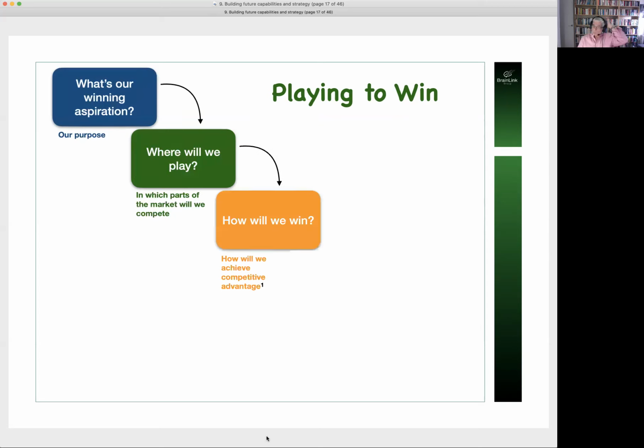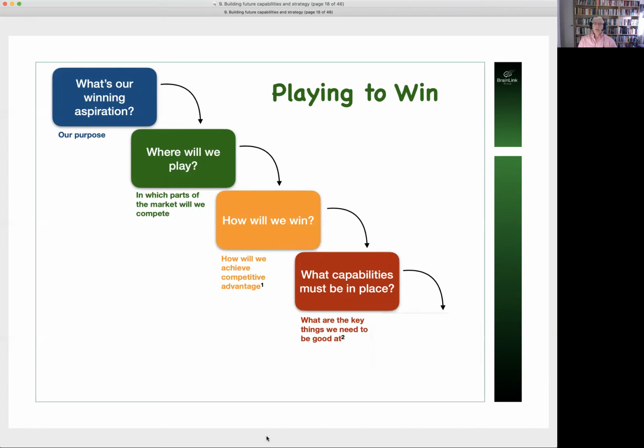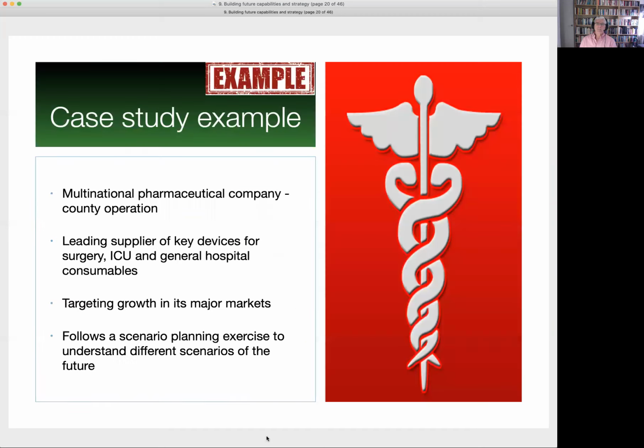And then we ask a very important question, which is, how are we going to win? How will we achieve some form of competitive advantage in those markets to win? And secondly, what kind of capabilities do we need to put in place? What kind of things do we need to be good at in order to deliver this competitive advantage? And finally, then, what management systems might be needed and required to make this a total success? So let's examine each one of those five components, and I'll share with you a case study example of how we use this with a major global pharmaceutical company.